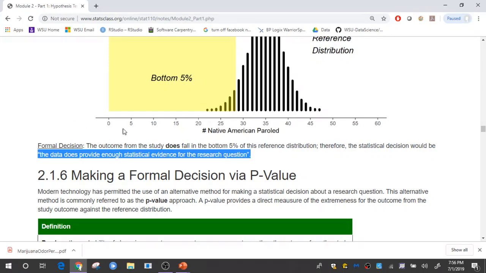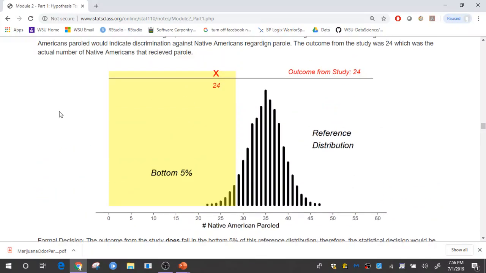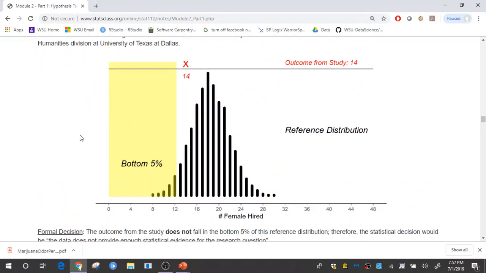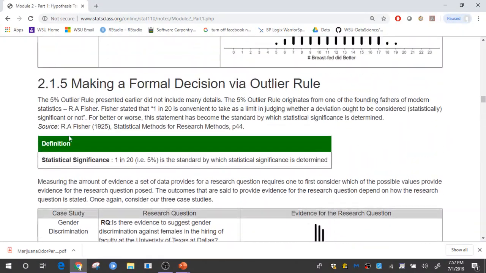So for the Native American parolee example, we do get to say that Native Americans were being discriminated against, because the study outcome here falls in that bottom 5% of the distribution. In contrast, in the gender discrimination example, 14 does not fall in that bottom 5%, so we do not have enough evidence to suggest that there is gender discrimination taking place. So that's how we make a decision when we are using the outlier rule.